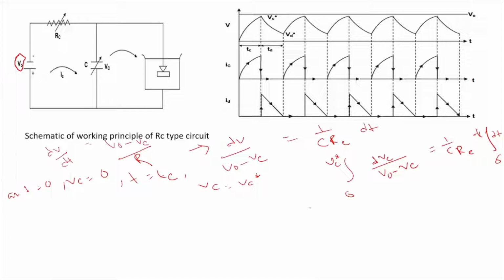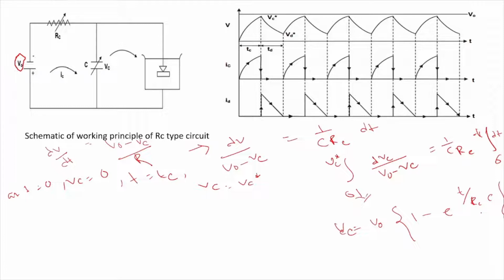Okay, and if you integrate, what will you get? If you integrate this expression from 0 to Vc, and integrate dt from 0 to Tc, then what will you get? If you simplify and integrate this, you will get Vc equals Vo into 1 minus e to the power t by Rc into C.